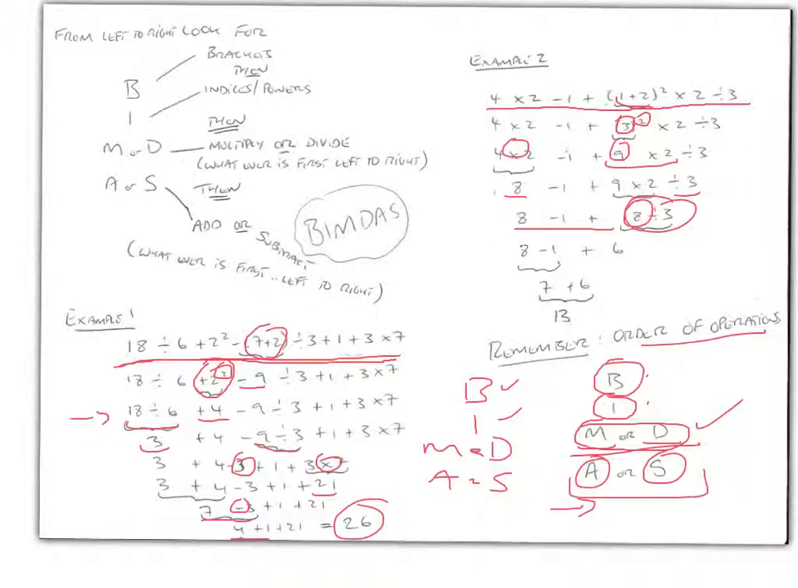So we've 18 divided by 3 is 6. So now we have 8 minus 1 plus 6. So we'll do the 8 minus 1 first. We'll get 7 plus 6 is 13. So that's BIMDAS, the order of operations.